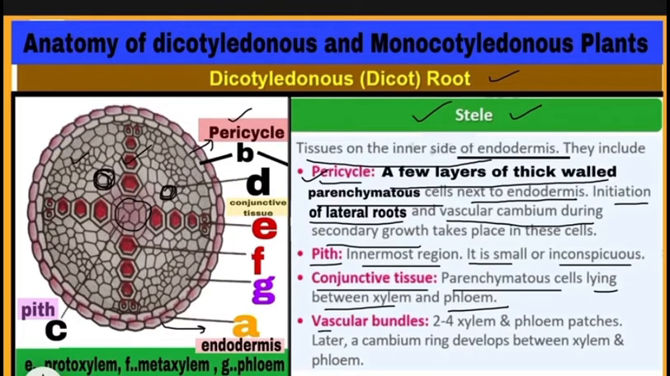Next, vascular bundles. 2 to 4 xylem and phloem patches are present. See the diagram again. This is number 1 xylem, number 1 phloem, number 2 xylem, then phloem, next xylem, then phloem. So 2 to 4 xylem and phloem patches are present in dicot root. Later, a cambium ring develops between xylem and phloem, which helps in the secondary growth in dicot root.